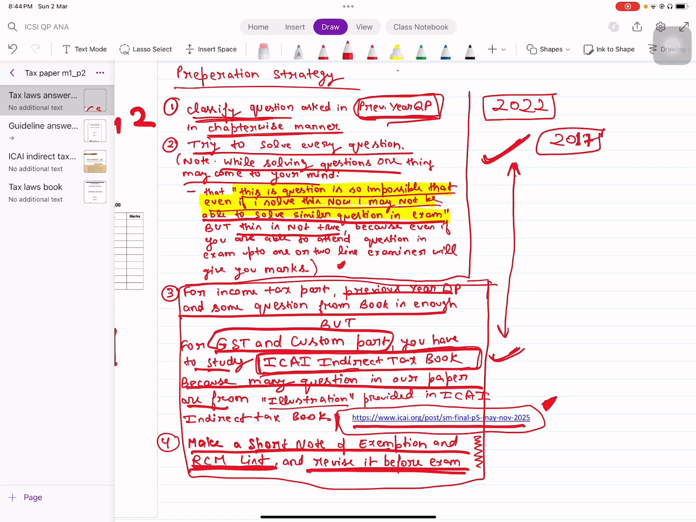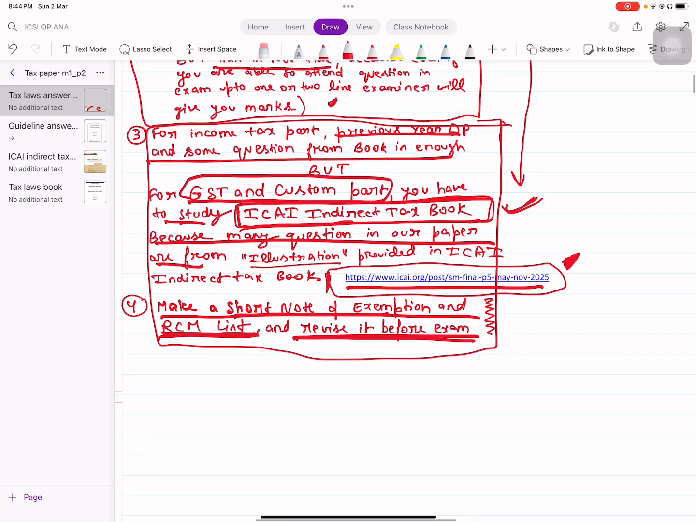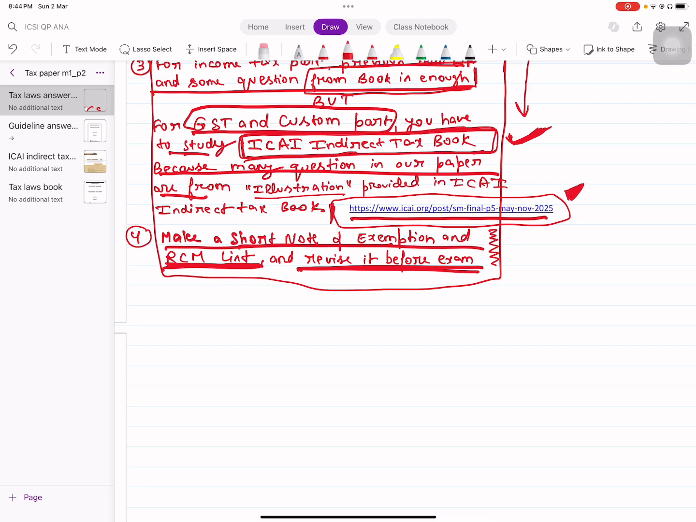Look, I made that mistake. That's why I failed one attempt of the professional program. Please don't make that mistake. So try to solve each and every question of previous year question papers and study GST and customs from the ICAI indirect tax book. For the income tax part, our ICSI book is enough. You don't need to refer to any other book for that part. But for GST and customs, the ICAI indirect tax book is a must. I will give its link in the description. You can go there and download the book.